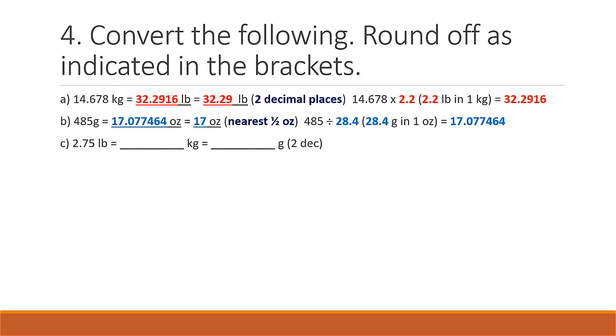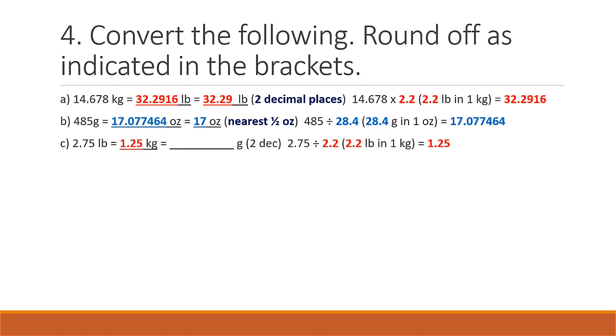Moving along, we need to go from 2.75 pounds to kilograms and grams. If you notice that little equal sign here in the middle, it means I want to take 2.75 pounds and convert it to kilograms, and then I want to take that same 2.75 pounds and convert it to grams. There's a couple of different ways of going about it here. Let's begin. If we're going to go to kilograms, we need to divide the amount of pounds by 2.2, because there are 2.2 pounds in a kilogram, and that gives us 1.25 kilograms.